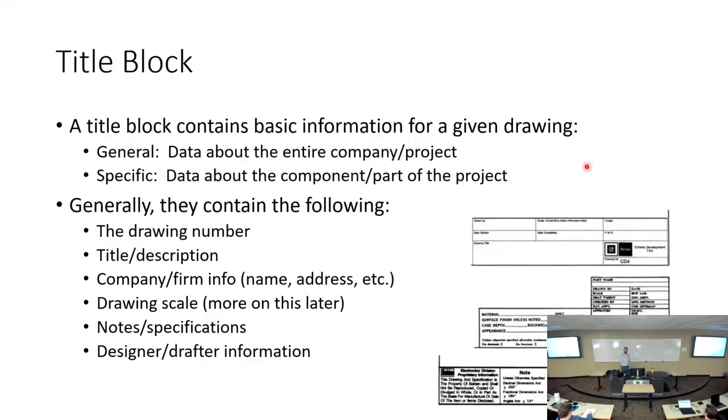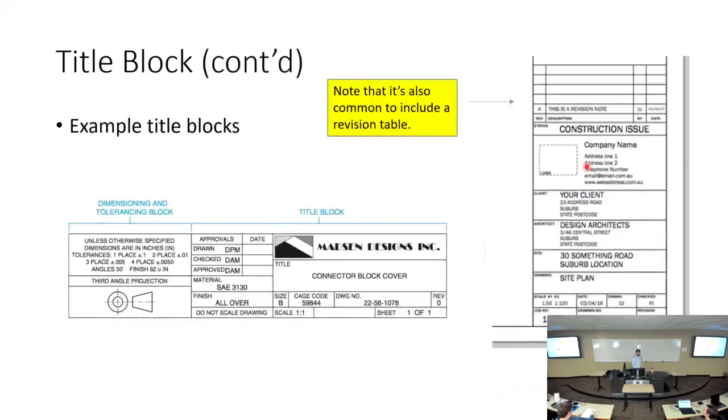Any notes that are relevant, any specifications that were followed, any ISO standards, AISC standards, what have you, to generate that part. And then info on the designer and the drafter. It will typically contain info such as who designed this part, who drew the part, who checked the design, and so on and so forth.